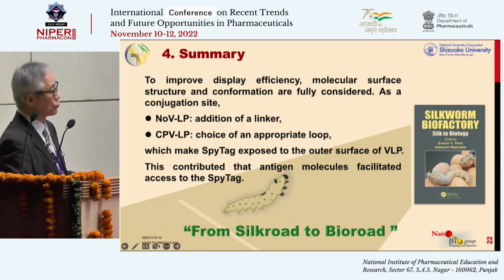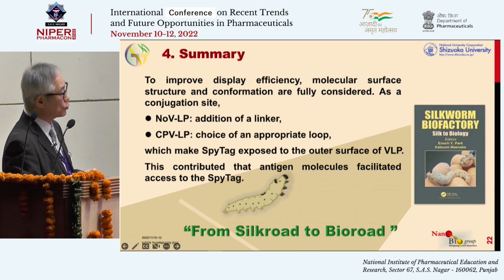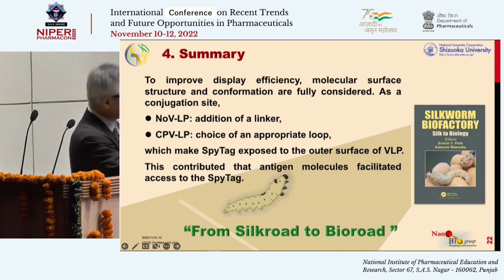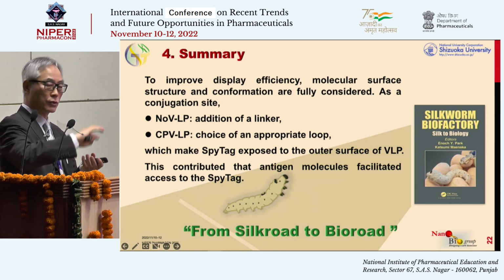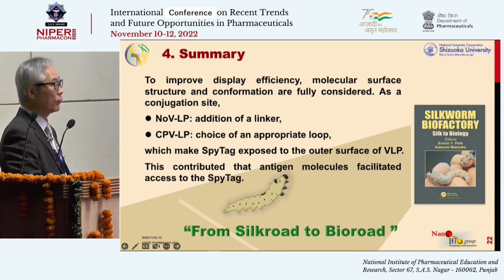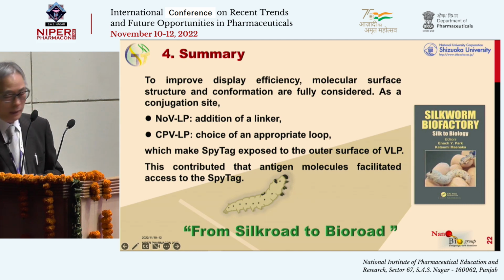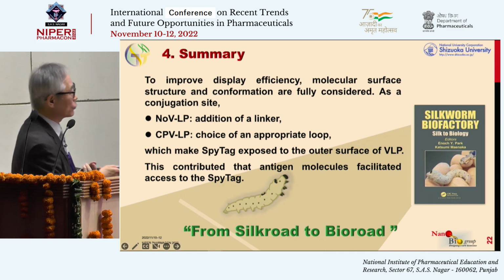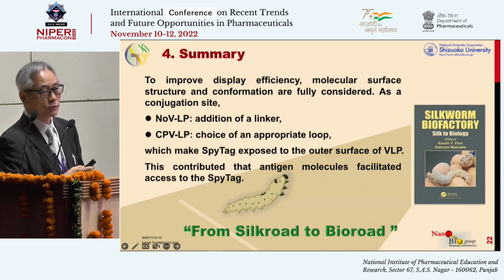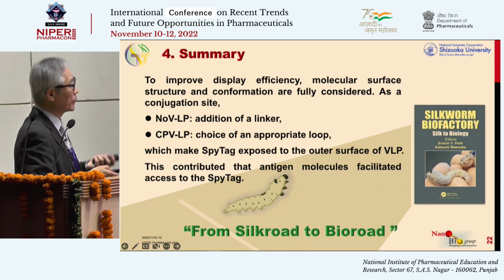Another one is we chose a loop structure. We chose loop one of this CP VLP. In that case, I think this spike tag was easily exposed on the outside of this VLP. Therefore, the spike catcher can easily access this spike tag, and therefore it can be easily conjugated. It means we can improve the bioconjugation efficiency more. I think this is our conclusion.